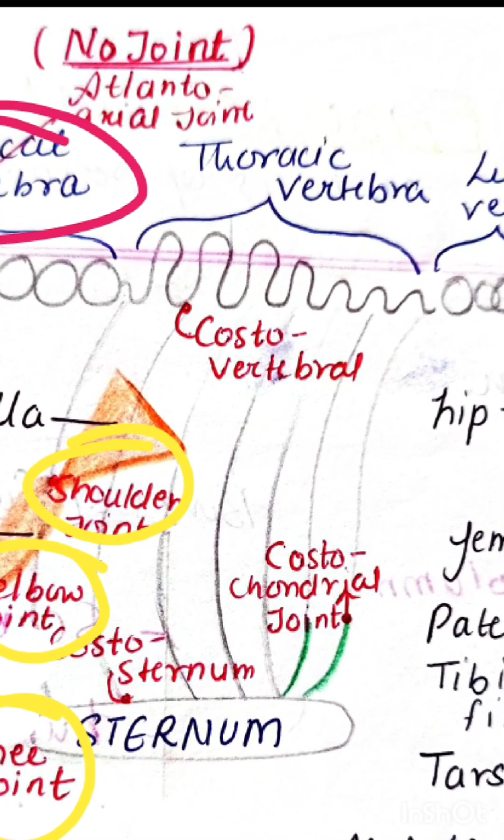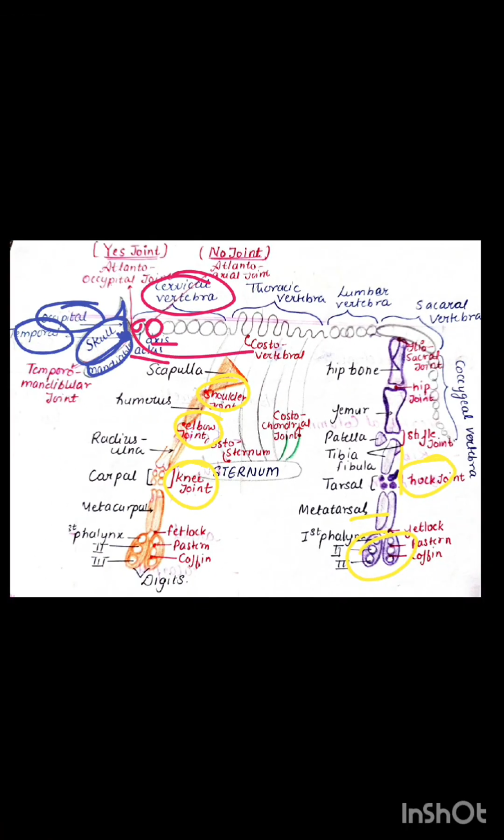Now we study the thoracic vertebra. Let me clear it out. This is the vertebral column. The vertebral column is divided into 5 parts. First one is the cervical vertebra. Second is the thoracic vertebra. Third is the lumbar vertebra. Fourth is the sacral vertebra and fifth is the coccygeal vertebra.